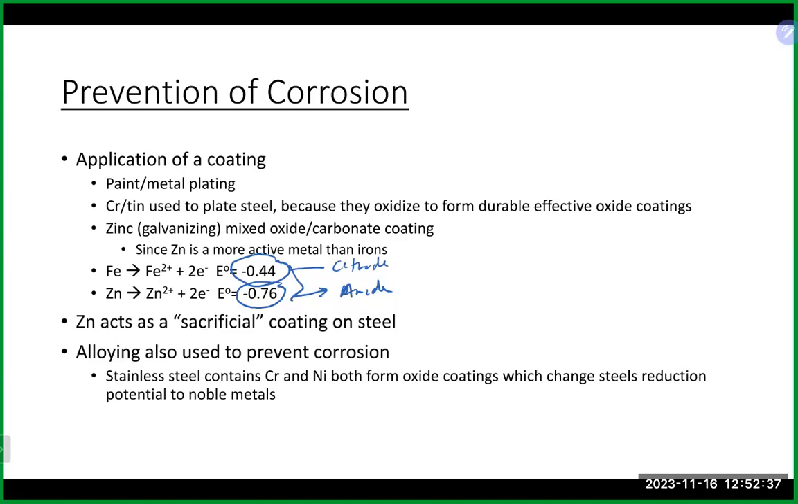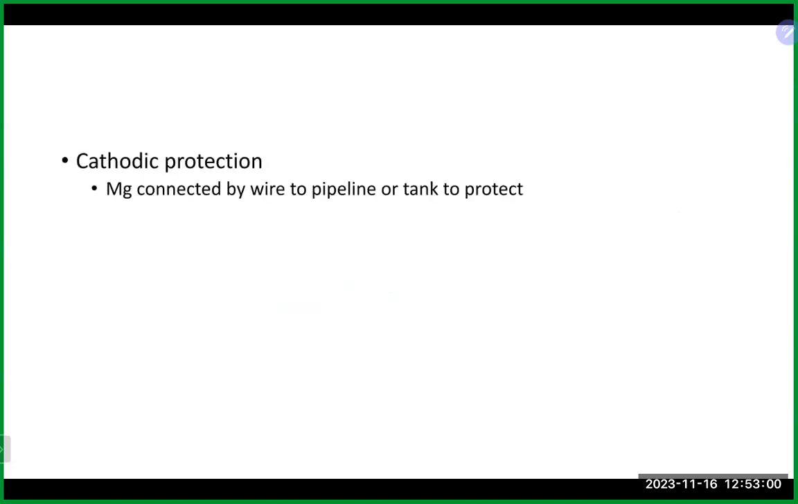You can also do some alloying where you add some other metals to the mix, and that can change the SRP value of your metal to something more like a noble metal where it's going to be very unreactive. So it can change the SRP value by having a mixture of stuff together, like stainless steel has chromium and nickel added to it.